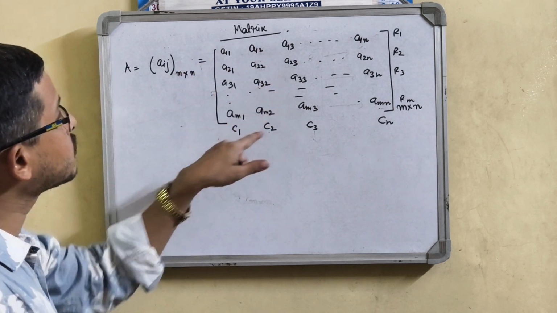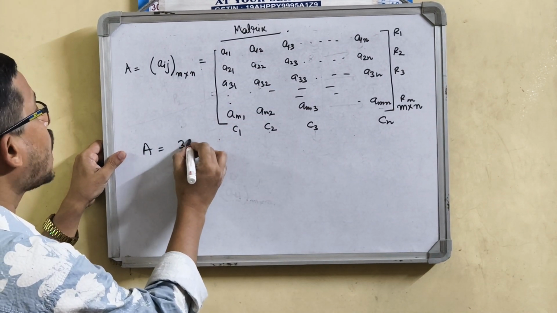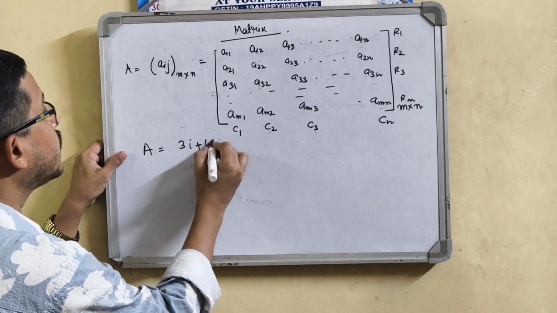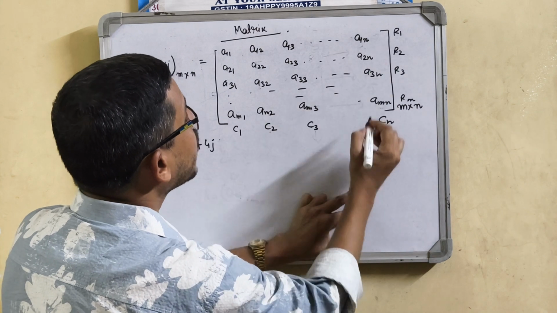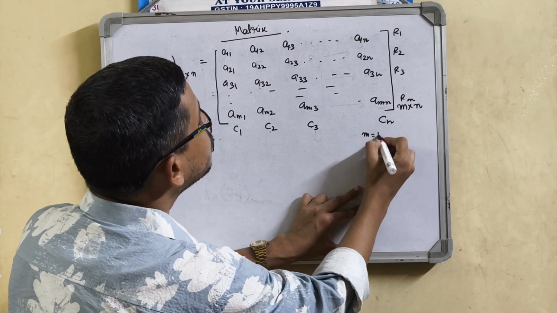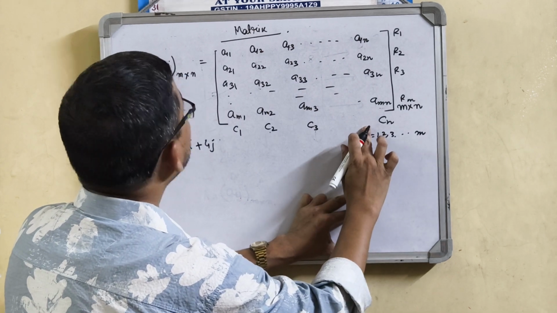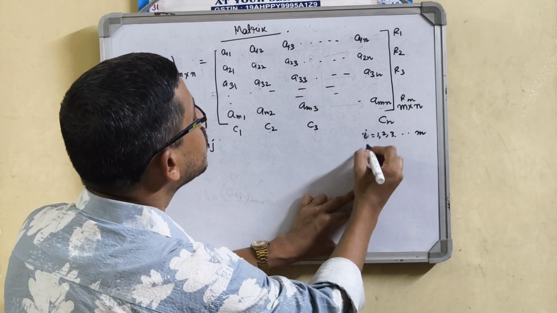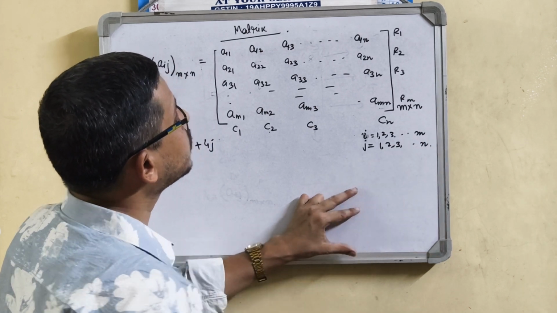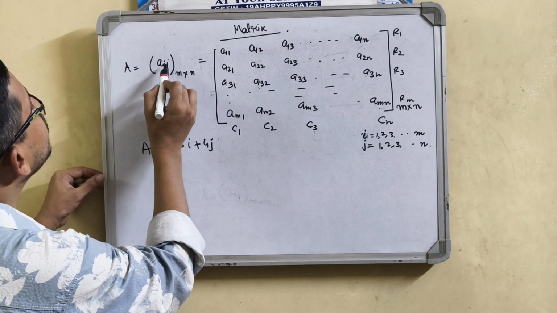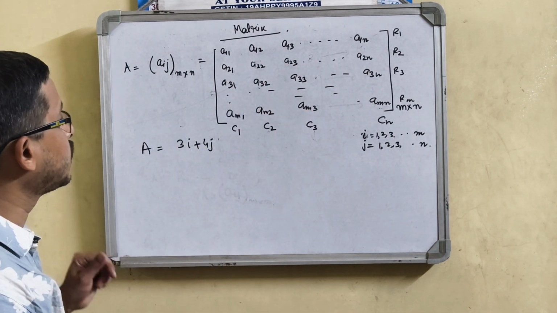Now let us give an example to construct a matrix. Say A is equal to 3i plus 4j. So we may write down this matrix with m rows, m equal to 1, 2, 3, and aij. Here i is the row and j is the column, up to n number of columns. This is the ith position and the jth position for the row and column respectively.